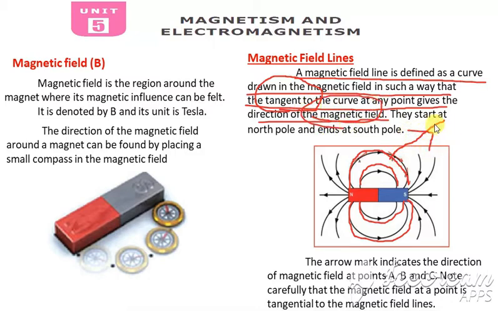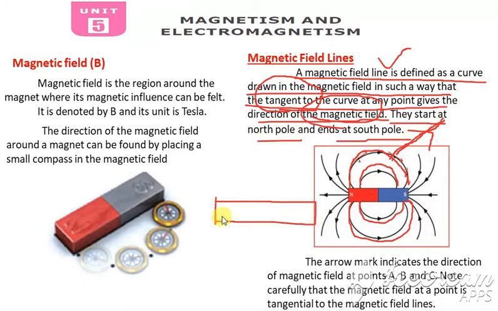So the tangent to the curve gives the direction of the magnetic field. Clear with what a magnetic field line is? A magnetic field line is defined as a curve drawn in the magnetic field in such a way that the tangent to the curve gives the direction of the magnetic field, and the lines always start at the north pole and end at the south pole.